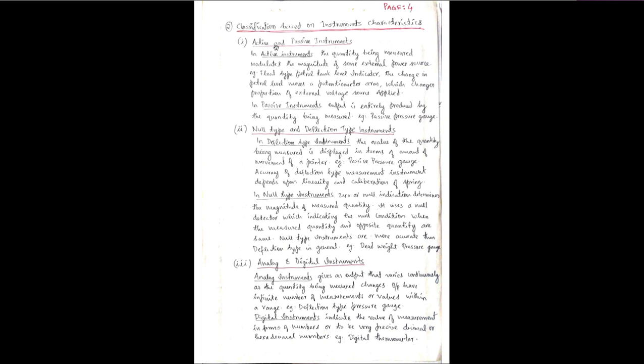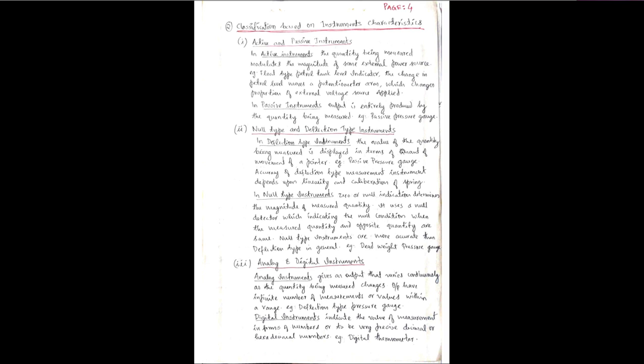Okay, then null type and deflection type instruments. First we discussed active and passive instruments, then null type and deflection type instruments. In deflection type instruments, the value of the quantity being measured is displayed in terms of the amount of movement of a pointer. Example, passive pressure gauge. Accuracy of the deflection type instrument depends upon linearity and calibration of the spring.